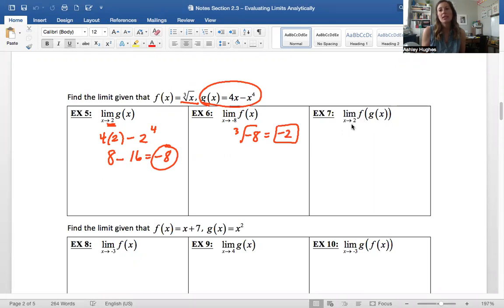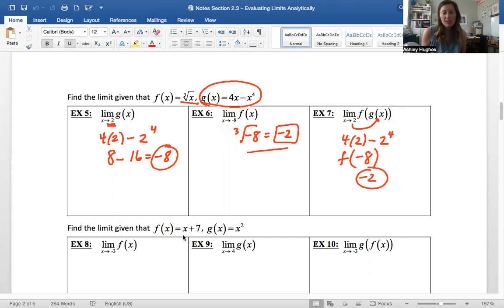And this one is saying plug 2 in for g, and then plug that into f. So plug 2 into g, which we did over here actually, negative 8. And then plug negative 8 into f, which is actually what we did here. So the answer would be, we know that f of negative 8 is negative 2. We just did that.